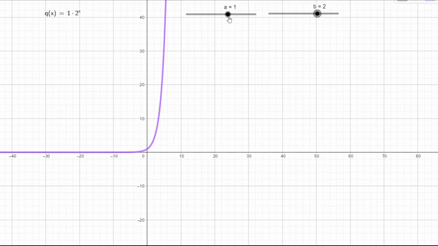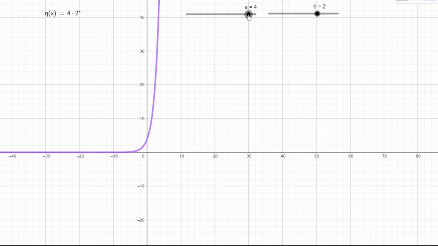What happens when the value of a becomes bigger? Remember, we have seen the effect of a on a quadratic function: as the value of a increases, the curve gets steeper. So let's see if that's the case with the exponential function. As the value of a increases, you see it's becoming steeper and steeper, right? But it hasn't reflected. The growth is still on the positive side. So we understand that as the value of a increases, the graph becomes steeper.